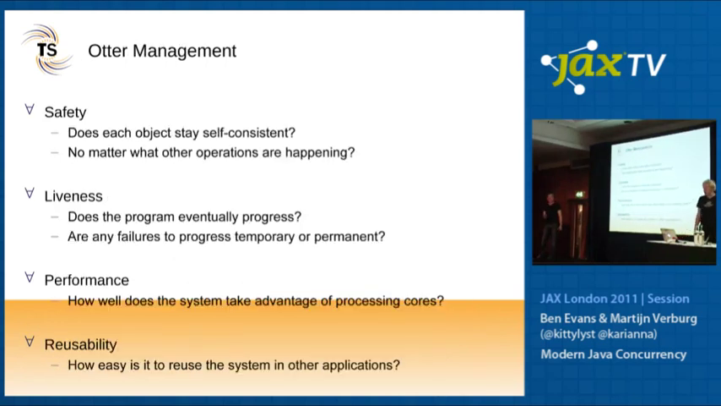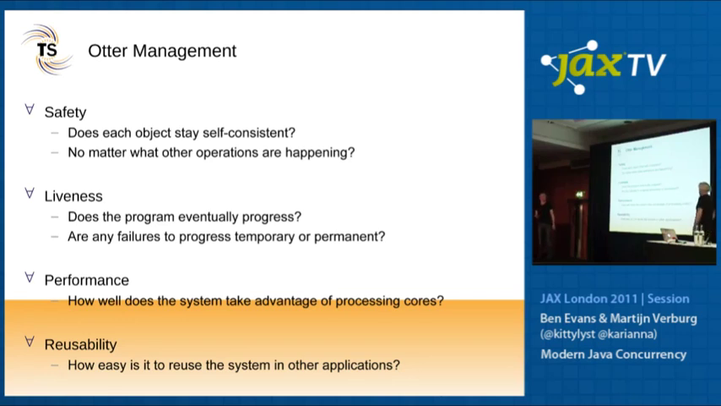So let's do some otter management, which in practice is actually often called concurrent type safety. That's kind of the big buzzword here. And what that means is, if I've got a whole bunch of objects which are running in multi-threaded code, do they stay self-consistent, no matter what else is happening?